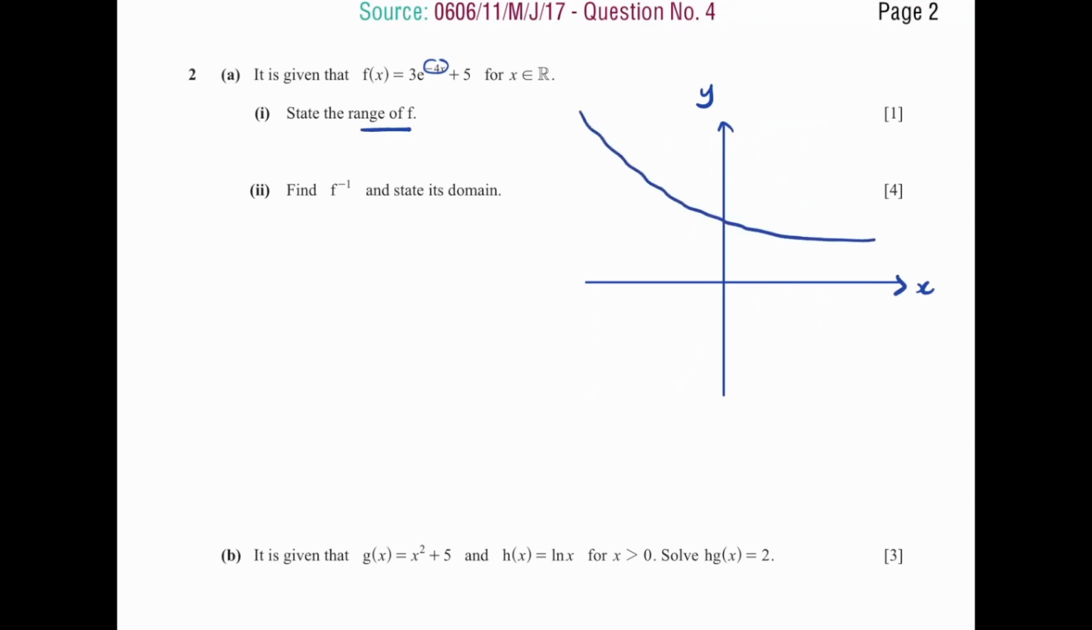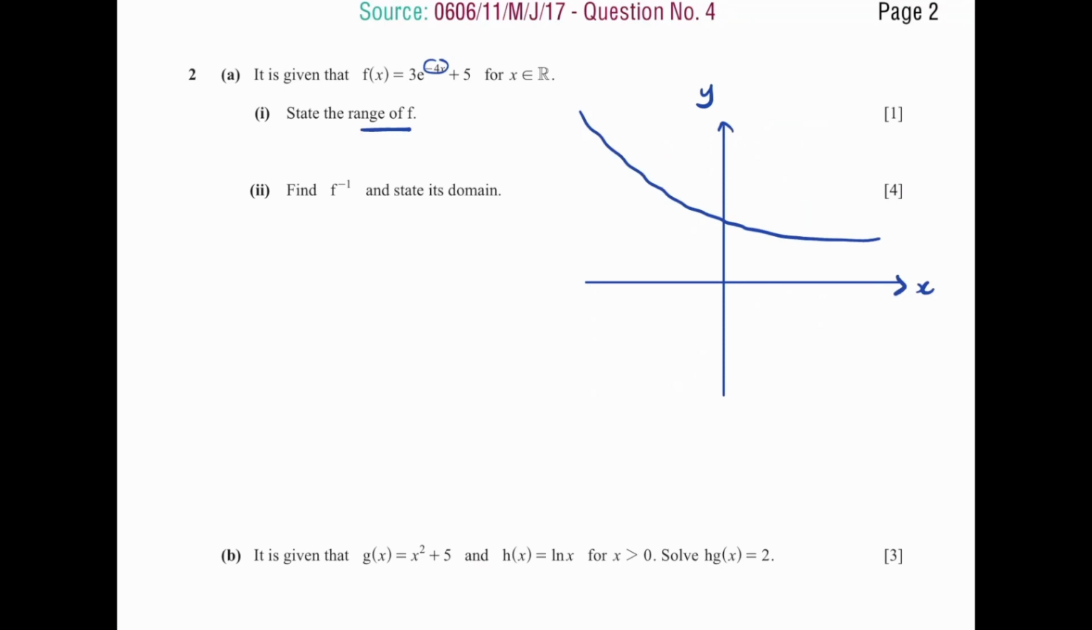Question number 2. Given that this is one of our exponential functions, f of x equals 3 exponential negative 4x plus 5, for x any real number. State the range of f. You should remember and recall the pattern of the graph. For 3 exponential negative, the graph is indeed declining like this. The graph is falling this way.